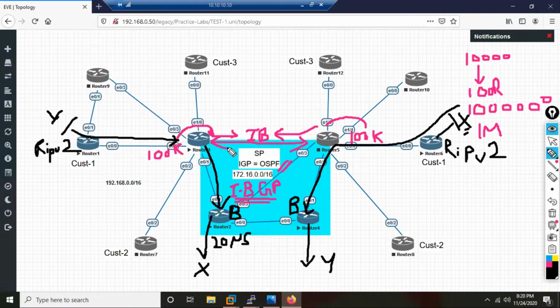Everybody is having maybe 1 million routes. If R3 and R5 have 1 million routes, then R2 and R4 also should have 1 million routes. If R2 and R4 don't have 1 million routes, what will happen? Traffic will fail for those missing routes.